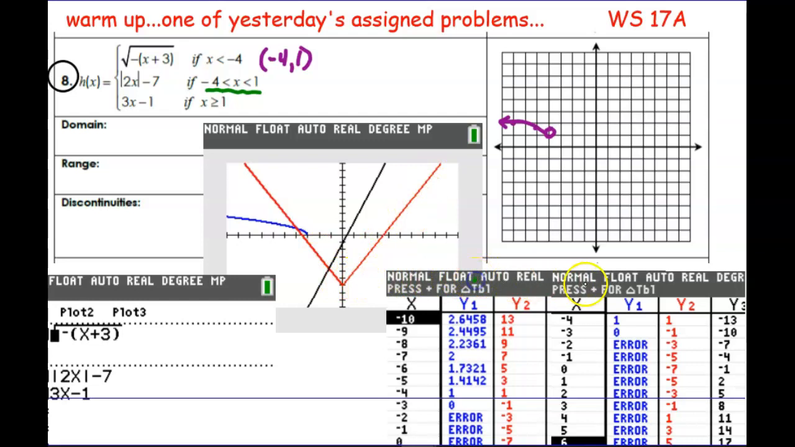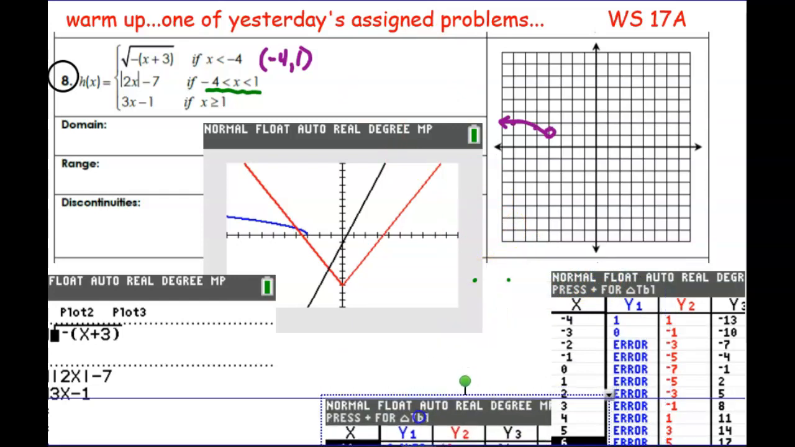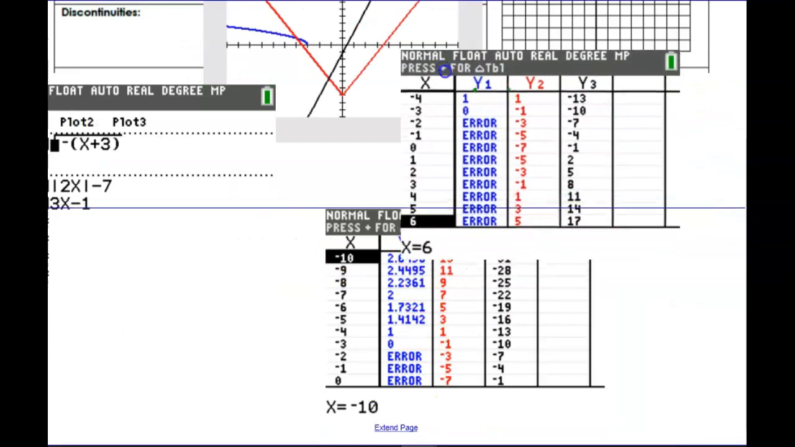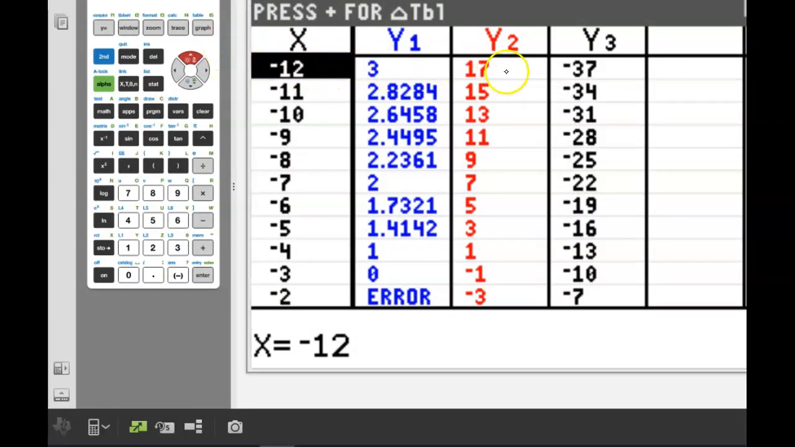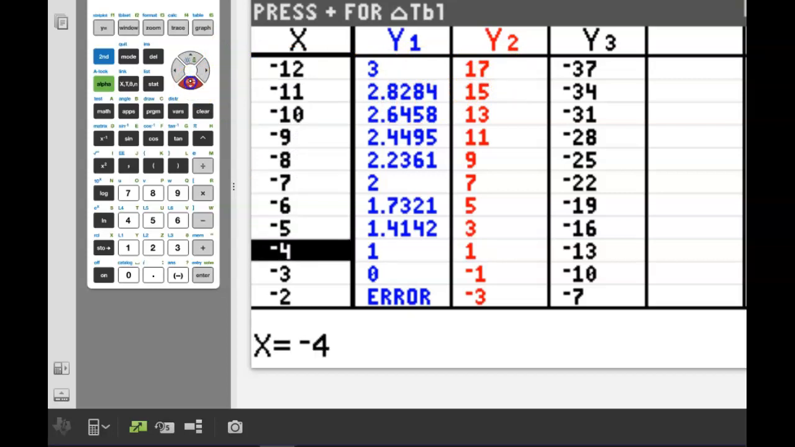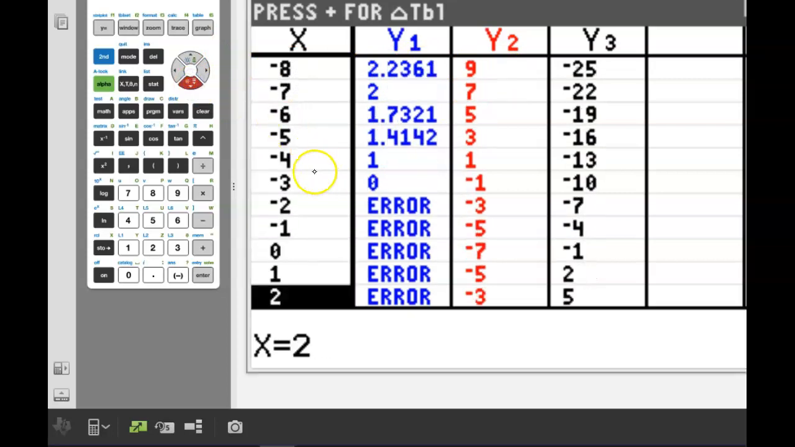On my table here, let me get rid of this. I don't need this one anymore. So go into the table, I need to be going from -4 to 1. So there's -4 to 1, and I'm using these values as my ordered pairs. So I have -4, 1.